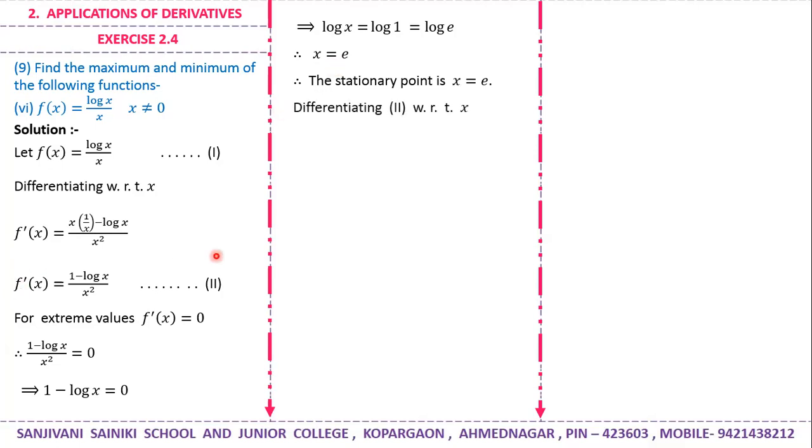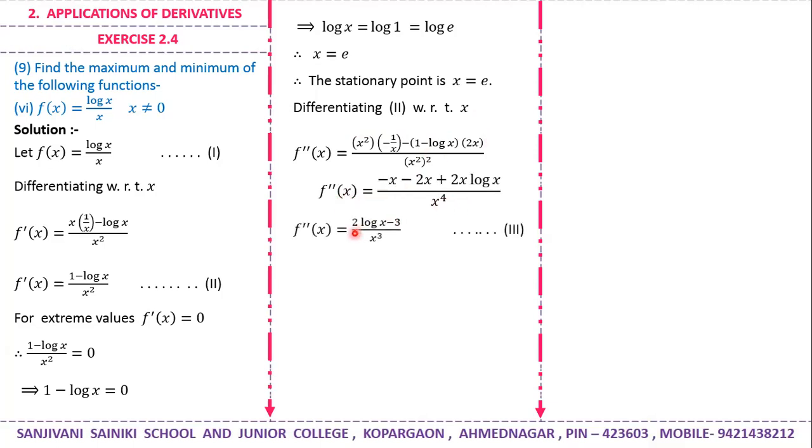Now differentiate this equation 2 with respect to x. Again here you have to use the quotient rule: the square of the denominator, then denominator as it is, derivative of the numerator, minus numerator as it is, derivative of the denominator. So we get the derivative like this: 2 log x minus 3 upon x cube. We will check the sign of this second order derivative at this stationary point. So for x is equal to e, f double dash at e is equal to 2 times log of e minus 3 upon e raised to 3. So log of e is 1, so 2 times 1 is 2, 2 minus 3 is minus 1 upon e cube.